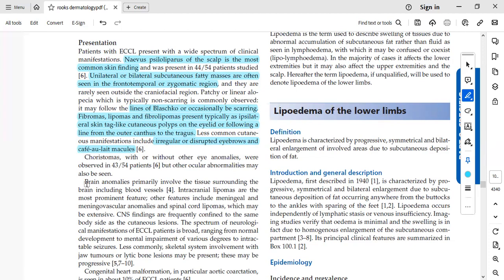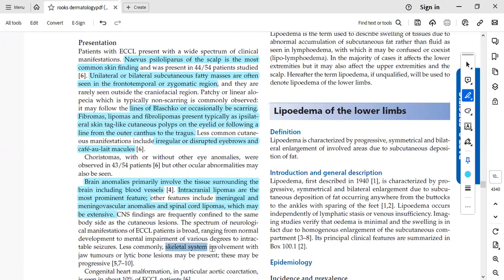And brain anomalies primarily involve the tissue surrounding the brain, including blood vessels. Intracranial lipomas are the most prominent feature of this disease. And other features include meningeal and meningovascular anomalies and spinal cord lipomas, which may be extensive. And the CNS findings are frequently confined to the same body site as the cutaneous lesions. The spectrum of the neurological manifestations of ECCL patients is broad, ranging from normal development to mental impairment of various degrees to intractable seizures. Less commonly, skeletal system involvement with jaw tumors.